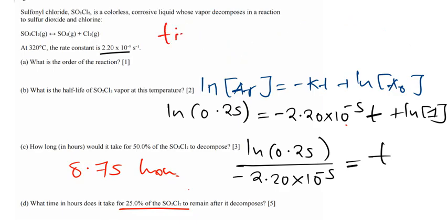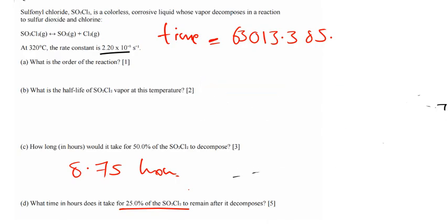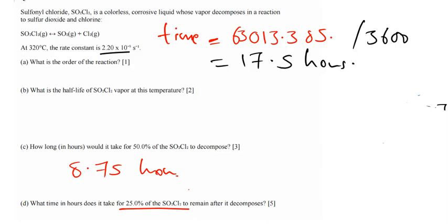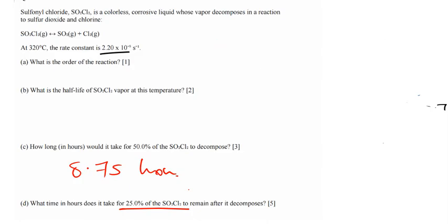So our time in seconds is basically equivalent to, so it will take longer, 63,013.38 seconds. Of course you want to divide by 3,600 to get the answer in hours as requested by the question. So therefore divide by 3,600 and then we end up with 17.5 hours. Makes sense, right? Now we're done.